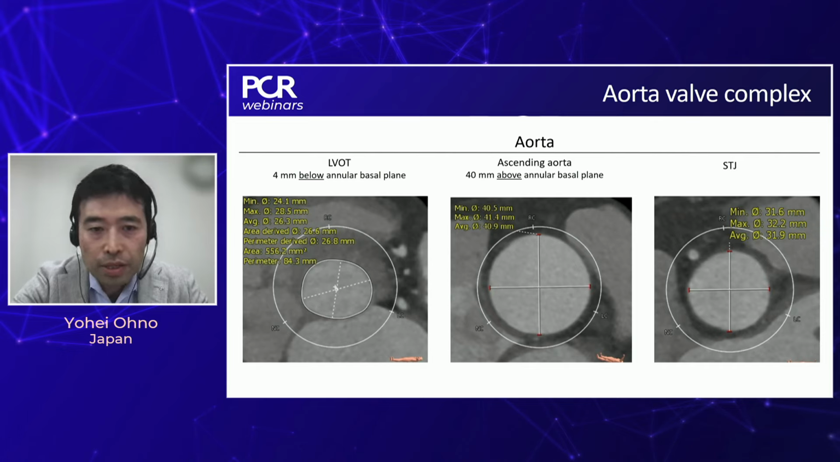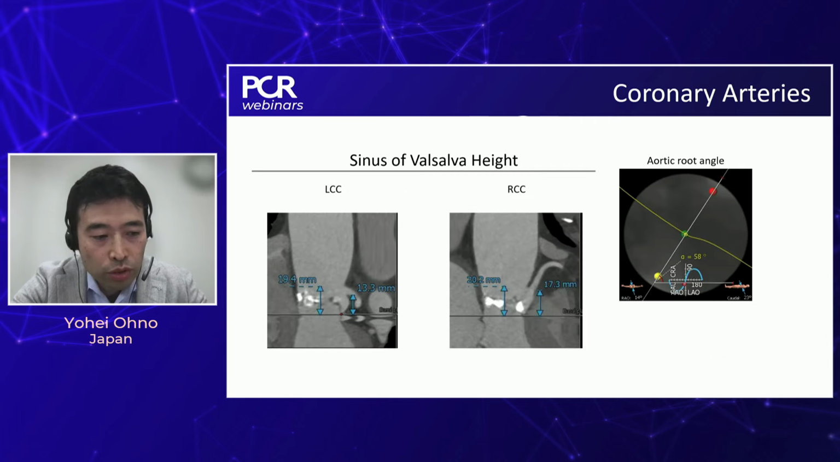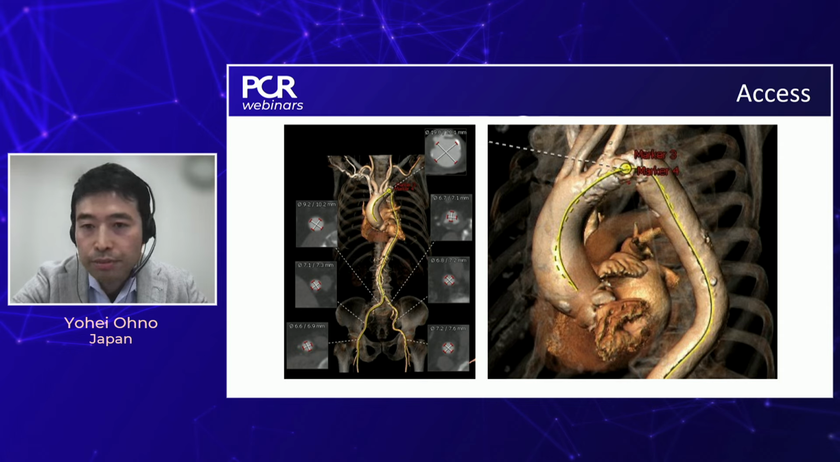So the LVOT size is more or less similar to the annular level. Ascending aorta size was 41 millimeters, not in the surgical intervention range. The ST junction was nice and wide at 32 millimeters. As for the sinus of Valsalva, the height is sufficient. The left main height is 13.3 millimeters. As for the right coronary height, 17.3 millimeters. The aortic root angle, shown on the right-hand side, is slightly horizontal with an angle of nearly 60 degrees.